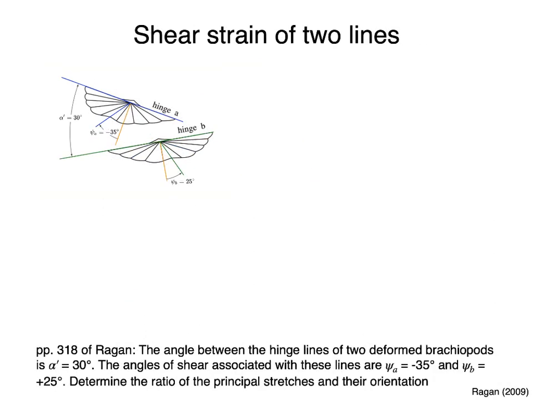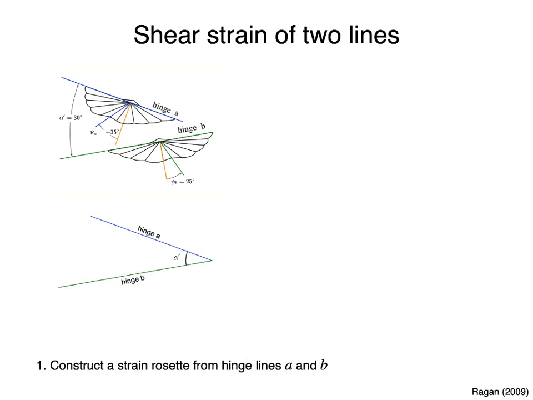Let's look at a similar exercise, but in this case we know the shear strain of two lines, and the angle between the lines. The angle between the hinge lines of two deformed brachiopods is 30 degrees. The angles of shear associated with these lines are minus 35 and plus 25 degrees. Determine the ratio of the principal stretches and their orientation. We start by constructing a rosette from the hinge lines A and B. The angle between these lines is 30 degrees.